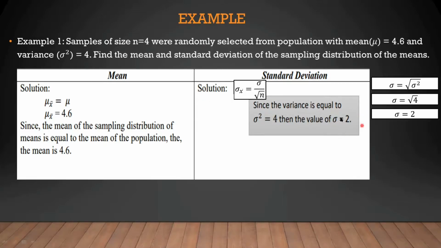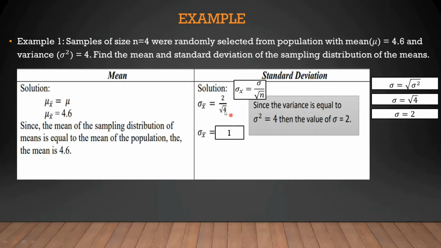Since meron na tayong standard deviation na 2, we can proceed to the formula. Yung formula natin is standard deviation of the sample mean is equal to standard deviation of the population over square root of n. So, sinubstitute na natin siya: 2 over square root of 4. Saan nakuha yung 4? Nakuha natin yung 4 dahil yung n is equal to the sample size, which is 4.